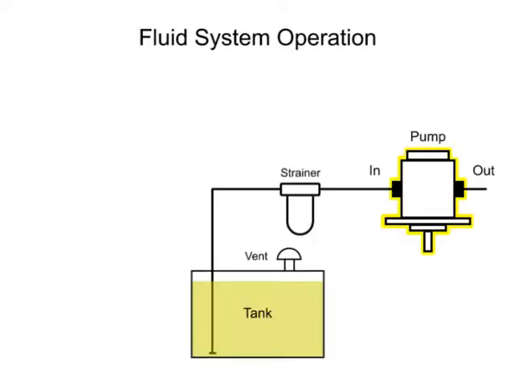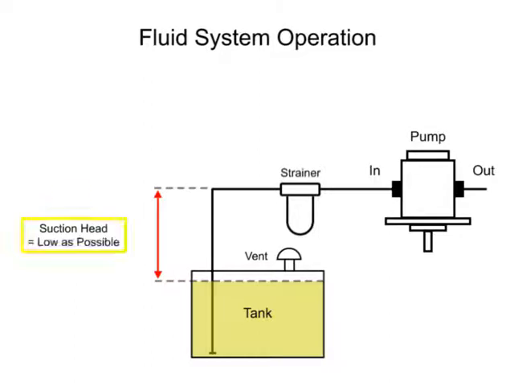If the pump is mounted higher than the reservoir, the height from the fluid surface to the pump inlet is called the suction head. If pump suction is used to elevate the fluid, suction head should be kept to a minimum to prevent generation of a vacuum effect on the pump inlet fluid.